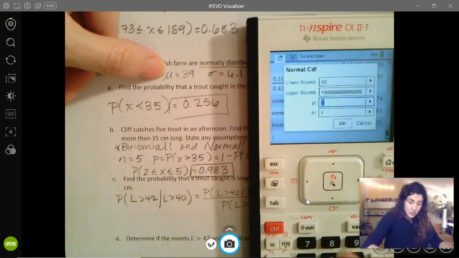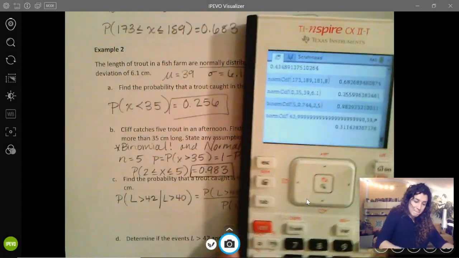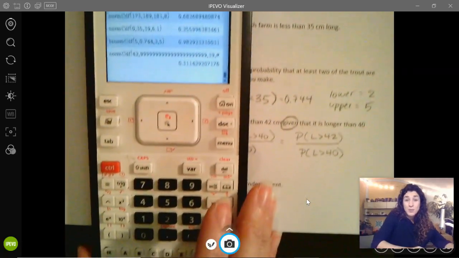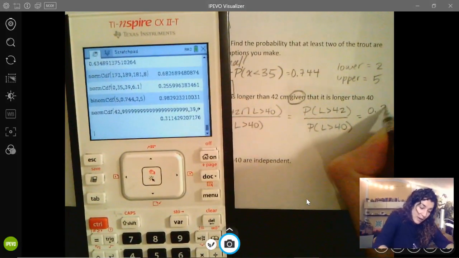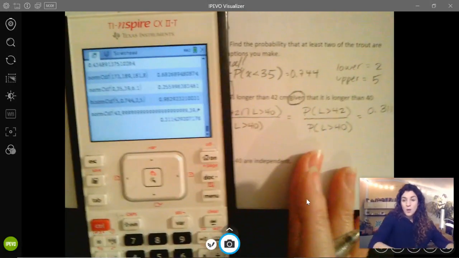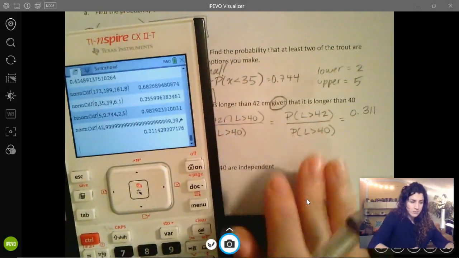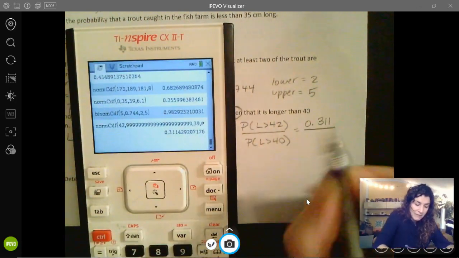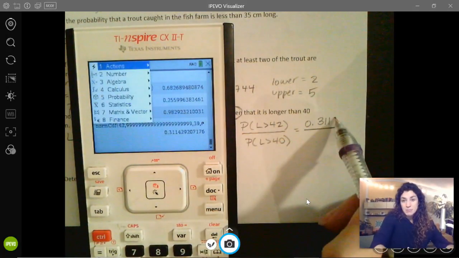Your mean is 39. Your standard deviation is 6.1. That is the number that you need. So you could have done 1 minus the probability that it's less than 42, but I'm working smarter and not harder, and I'm going to do it this way instead. I'm going to write down 3.311, and I know that since I'm going to be using it in a division problem later, I'm going to have to go back up and scroll and find that exact answer. But I'm going to write this down as a placeholder on my page.